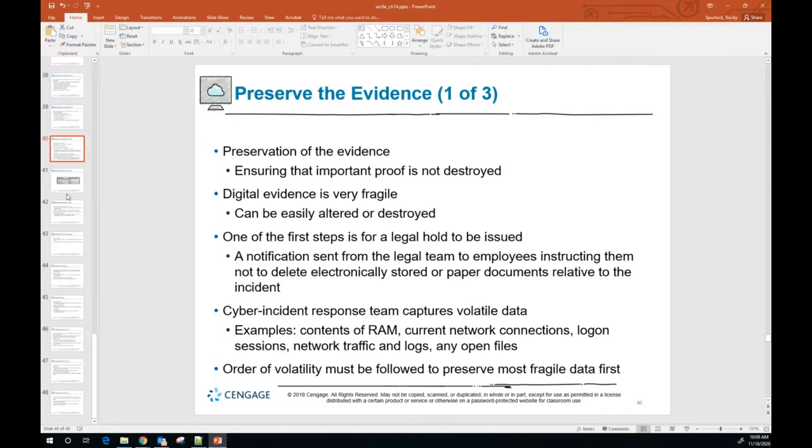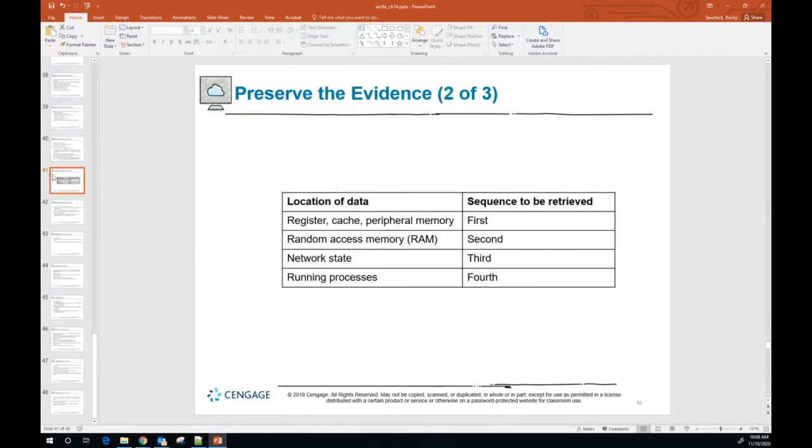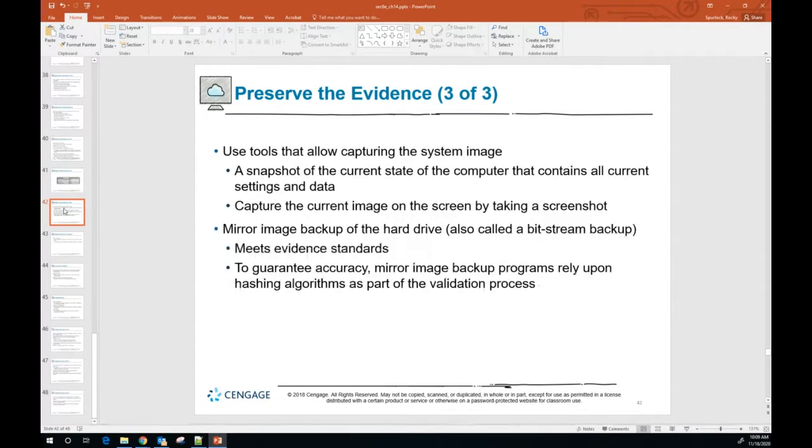Now, the cyber incident response team will need to capture the volatile data. This is the contents of the RAM, the current network connections, the login sessions, or any open files. With this, you must follow the order of volatility to preserve the most fragile data first. So we look at the registers, the cache, peripheral memory. That's something that should be retrieved first. Then the RAM, the network state, and any running processes.